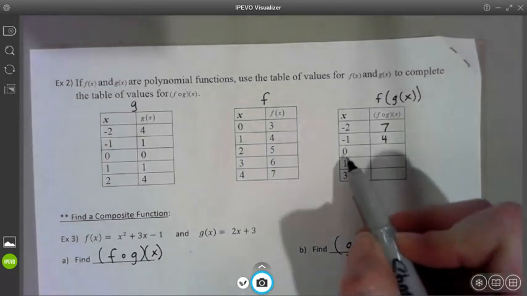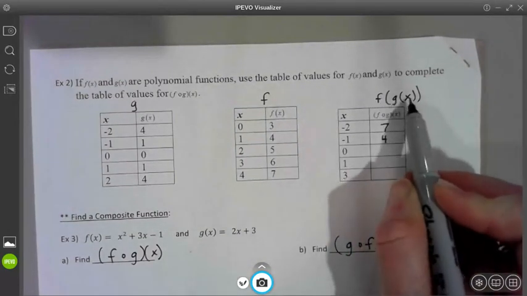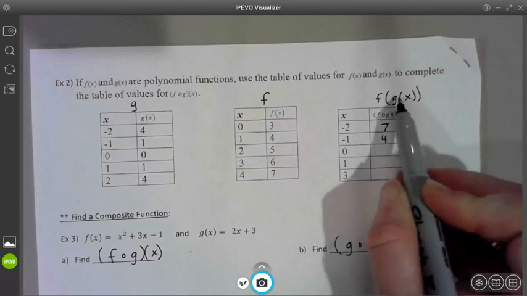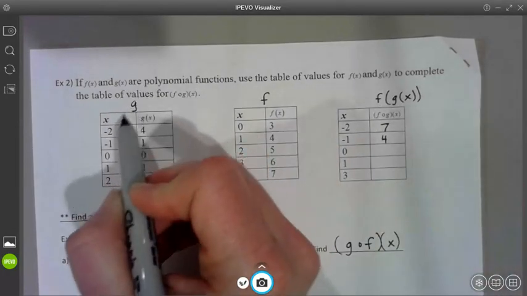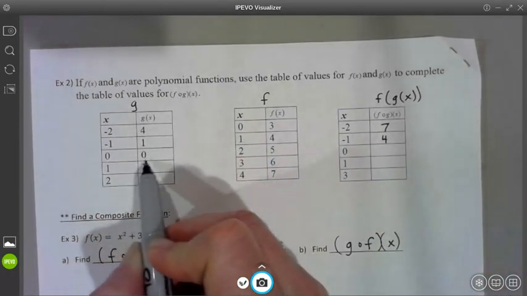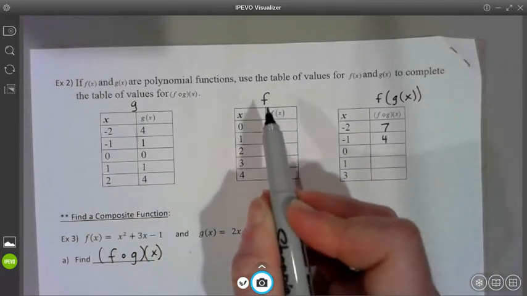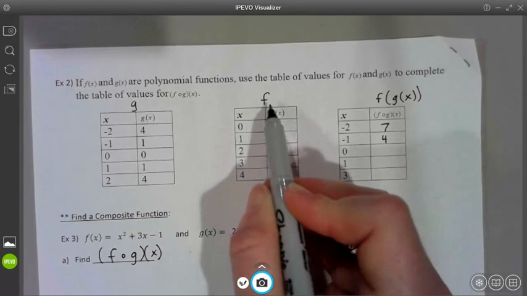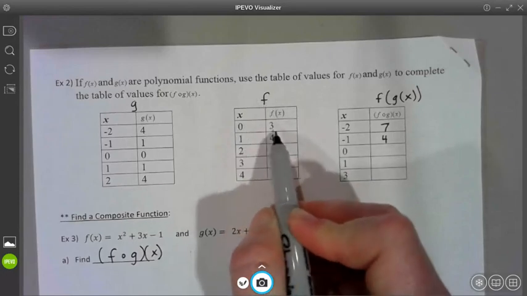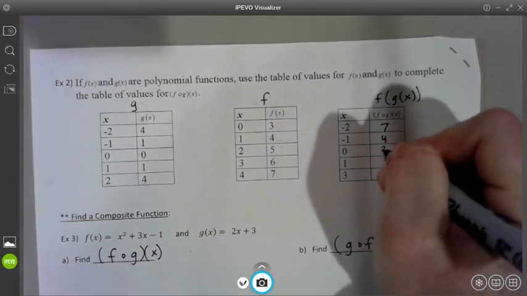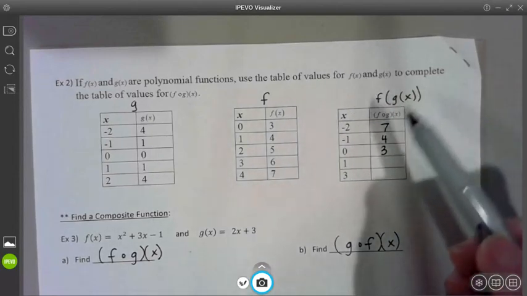All right, what about 0? What is f of g of 0? Well, first 0 would go into function g. So go to g, find a 0 going in. What number comes out? 0. So now 0 is the number that would go into function f. So according to function f's table, if 0 goes in, what number comes out? A 3.